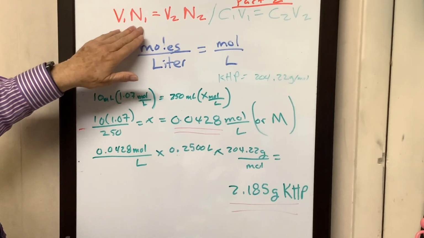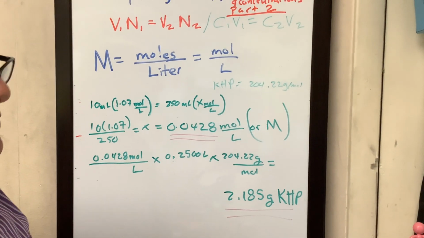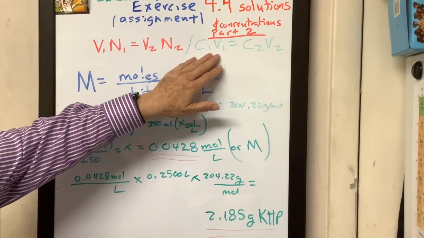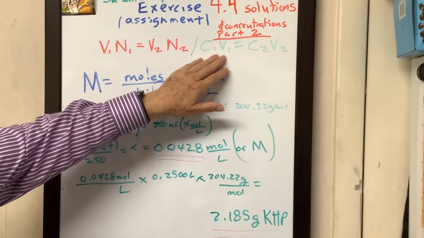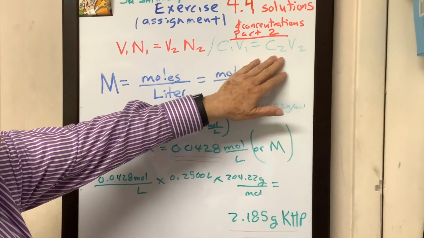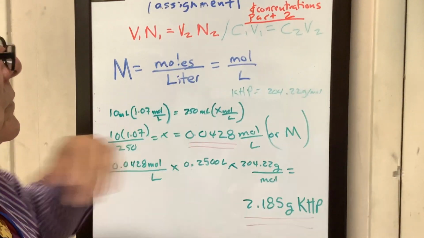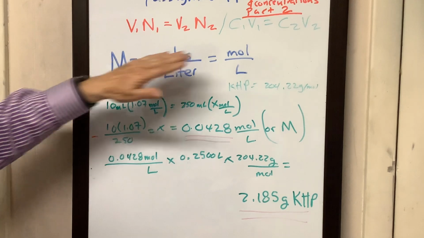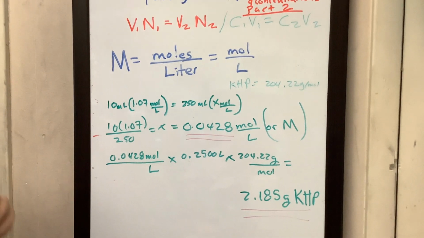You could put an M here. As a biochemist, you'll see the biochemists do it this way: concentration of solution 1 times the volume of solution 1 is equal to the concentration of solution 2 times the volume of solution 2. But this is the equation you use for dilutions.